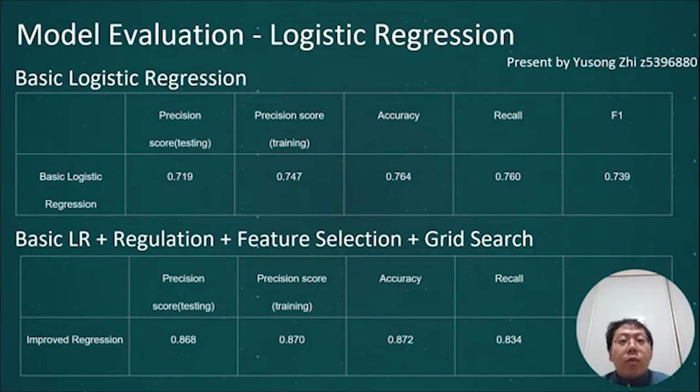Thanks, Jiatong. I will compare 3 classifiers: logistic regression, decision tree, and an ANN, before and after tuning. The default logistic hits 76% accuracy. After regularization, feature selection, and grid search, it jumps to 87.2% accuracy and 0.85 F1, a plus 10 pp gain with no extra overfit.